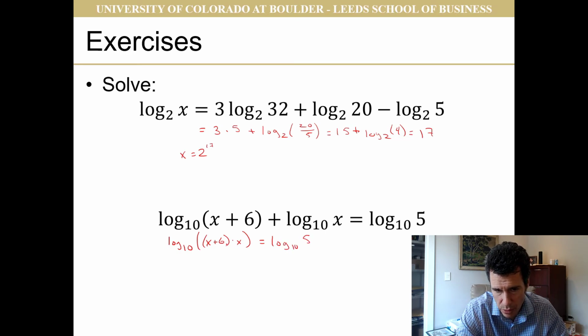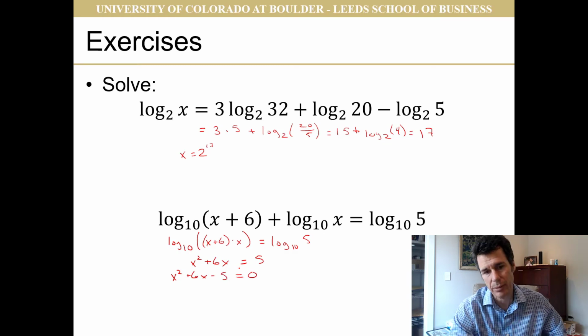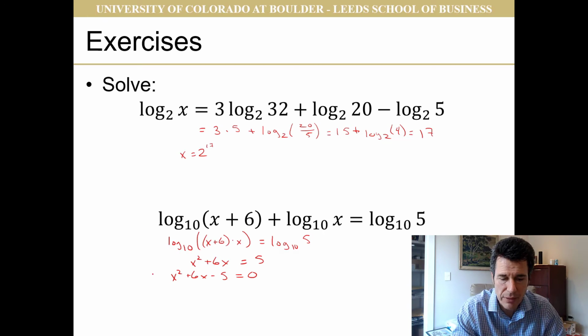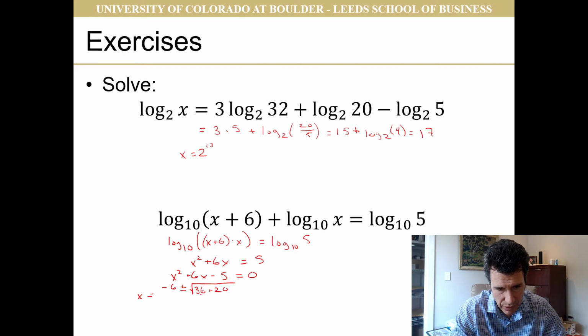This can only be true if the things inside the logs are equal. So let's see, x plus 6 times x is x squared plus 6x equals 5. So that's x squared plus 6x minus 5 equals 0. I say to myself, I don't know how to solve this, so let's use the quadratic formula. x equals negative 6 plus or minus square root of b squared, 36, minus 4ac, so plus 20. This isn't going to be very nice.